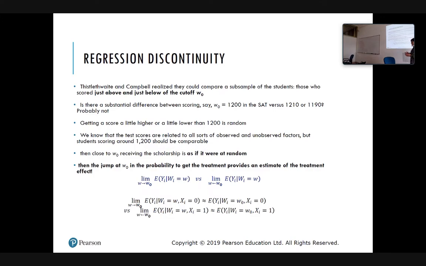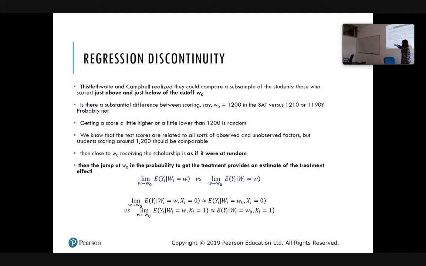And since this treatment has been assigned in a way for which we give the treatment to the ones who are just above the threshold, and we don't give the treatment to the ones who are below the threshold, okay, we can actually write this limit in this way, okay?